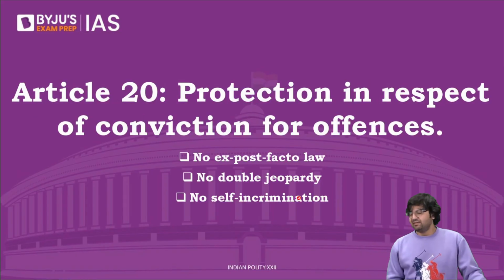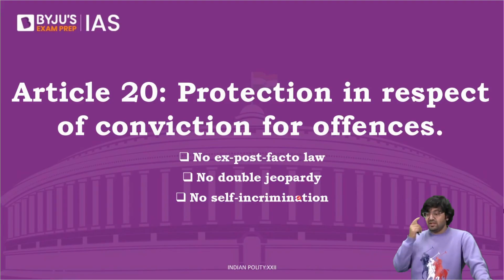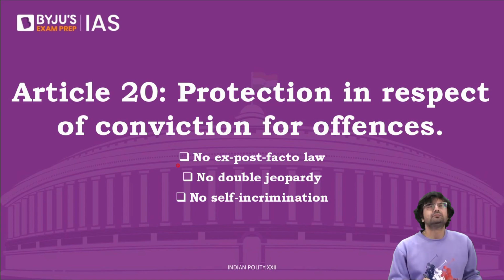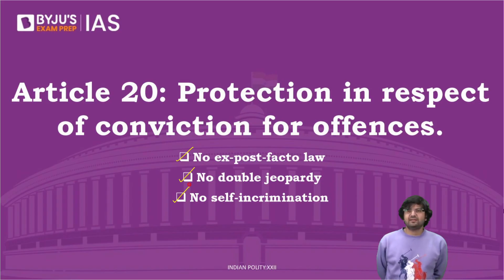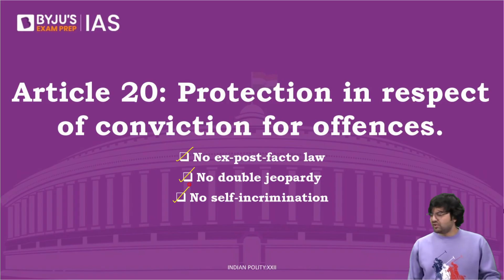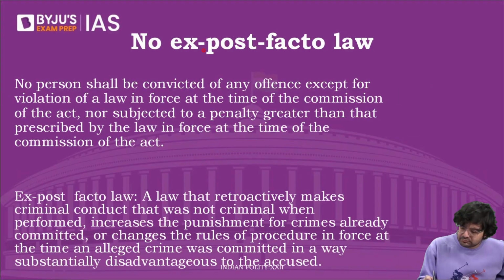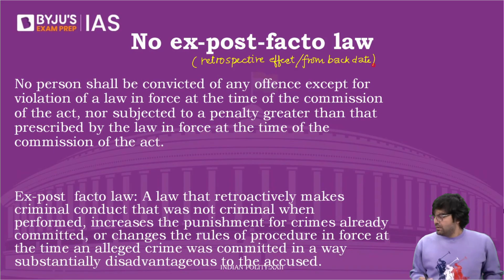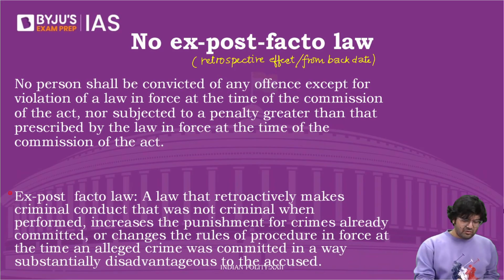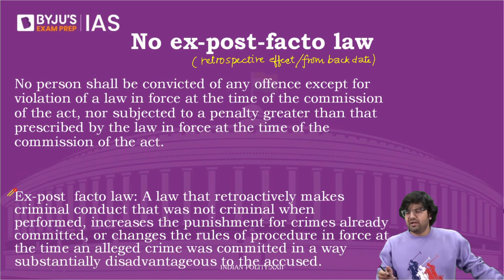Now let's move on to the next right, that is Article 20, protection in respect of conviction for certain offences. Three very simple provisions. No ex post facto law, no double jeopardy, no self-incrimination. Simple, sweet, easy to understand. So, Article 20 says that there are three things available. No ex post facto law. What is ex post facto law? Retrospective effect. From back date. I'll give an example. This is a definition here. If you want to read it, read it. Otherwise, not required.